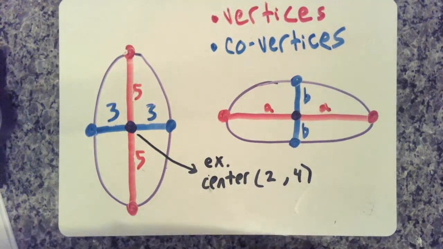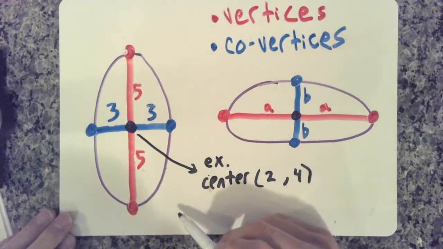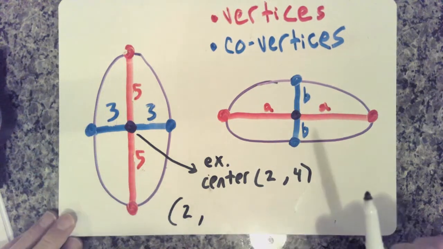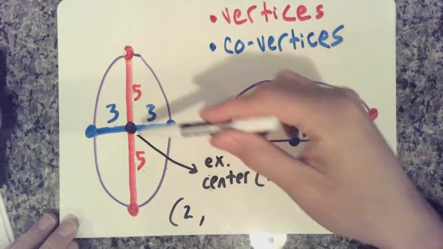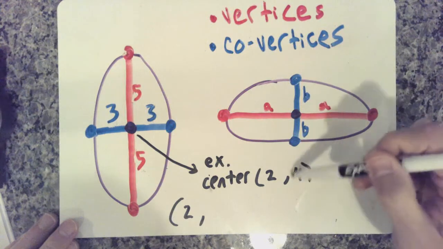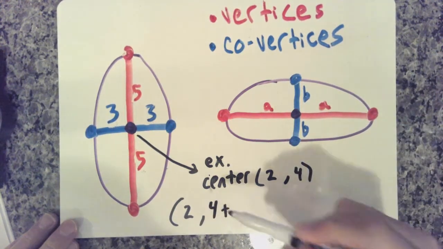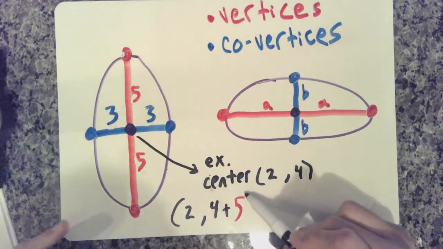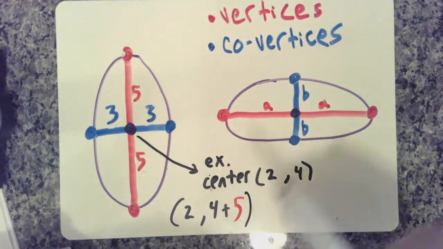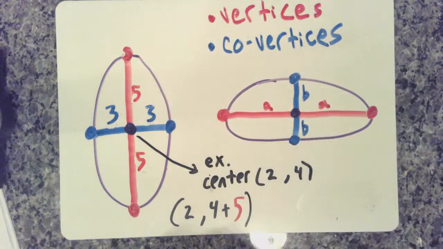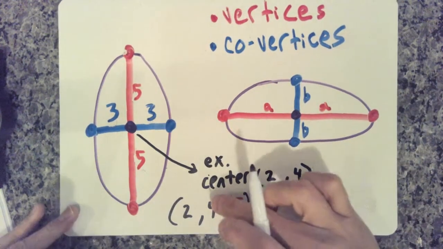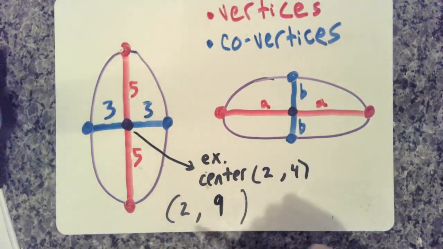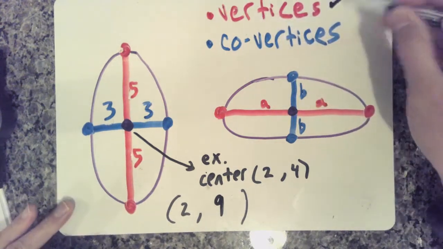Okay, so let's go ahead and do the actual vertices on this particular one. So the center is at 2, 4. Now you've got to remember that we are adding in the Y direction. So my Y is going to be that 4, so I'll do 4 plus that 5, which is going to get me the first vertex of 2, 9. So we'll erase that and put 9. Again, these are for my vertices, and we're doing this one first.